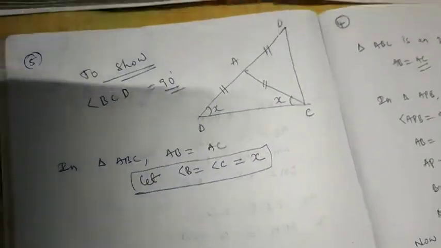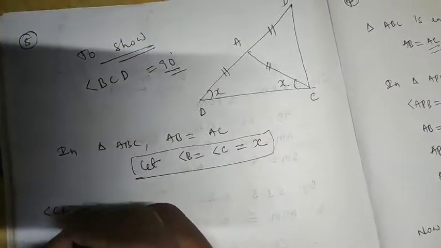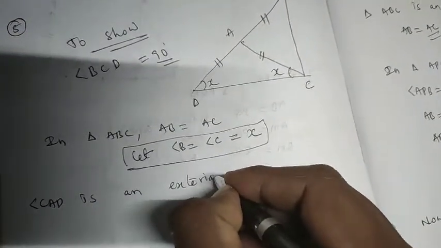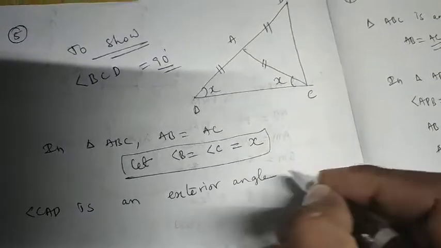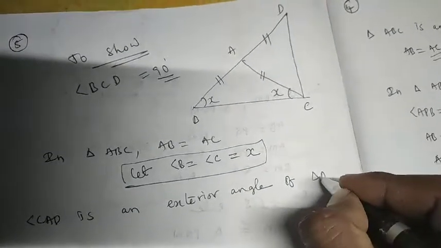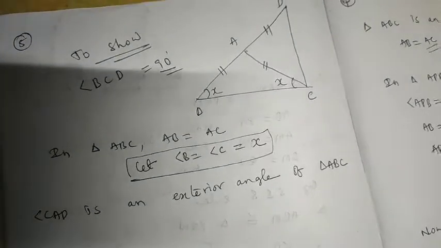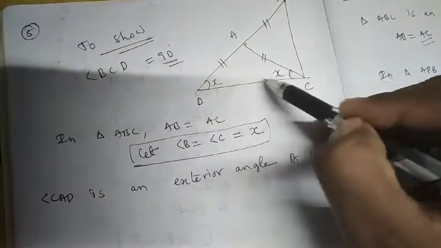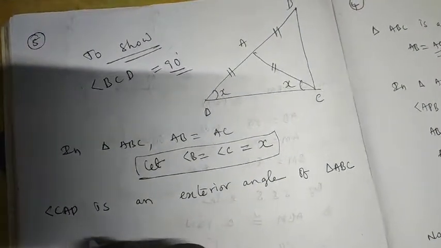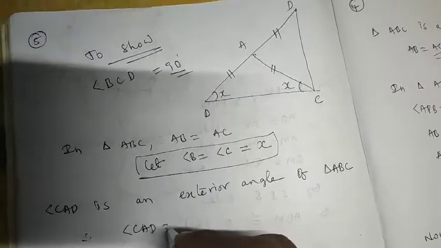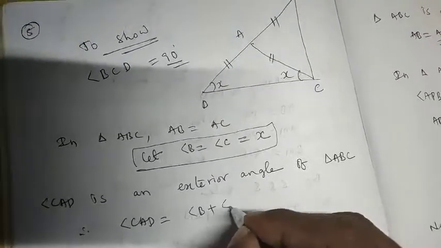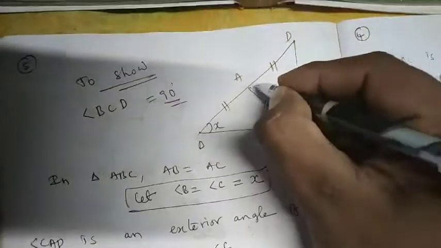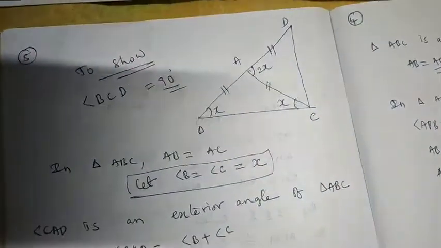Now angle CAD is an exterior angle of triangle ABC. I said an exterior angle is equal to the sum of the two interior opposite angles. So this part is equal to these two. Therefore angle CAD is equal to angle B plus angle C, and we know X plus X, that is 2X. So here I can write 2X.